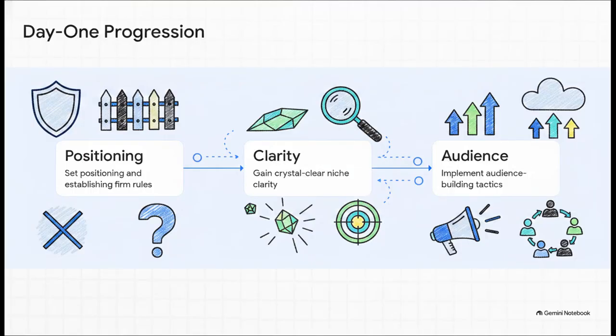So what does that day one progression actually look like in practice? Well, step 1 is positioning. This means establishing really firm rules for what your group is, and honestly, just as importantly, what it isn't. Step 2 is gaining crystal clear niche clarity on exactly who this community is for. And then step 3 is flipping the switch, implementing those targeted audience building tactics so you can attract a steady, reliable stream of exactly the right members.